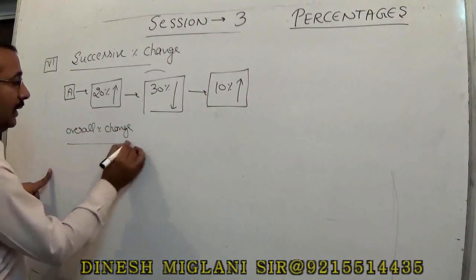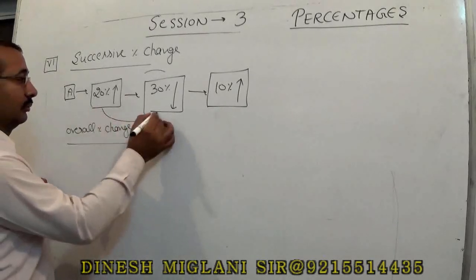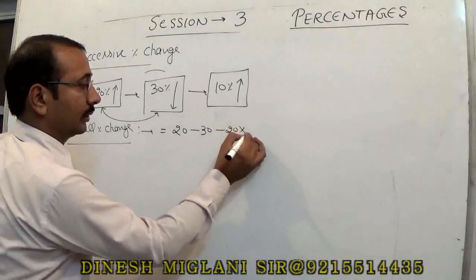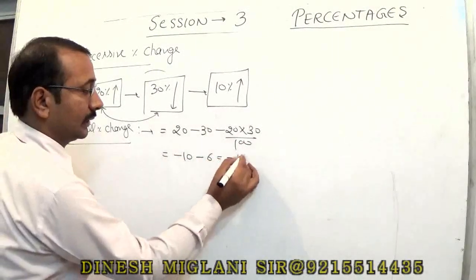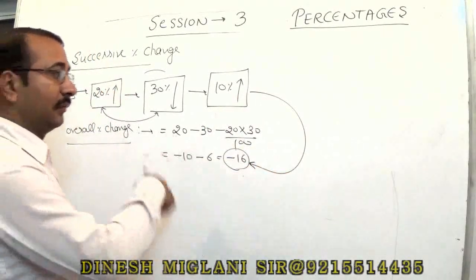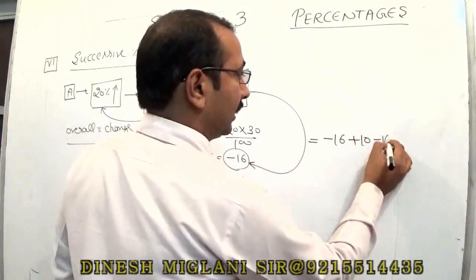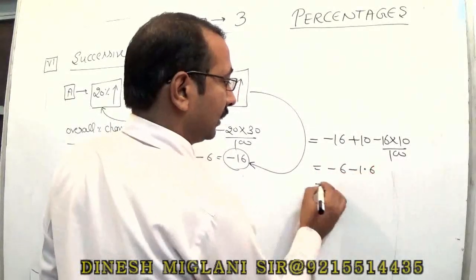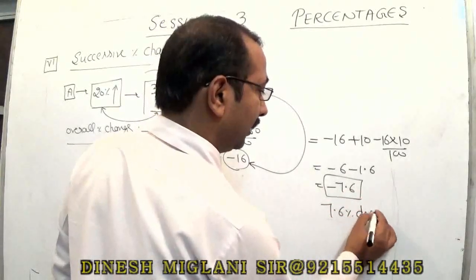Now, if we want to apply this formula, we have two approaches here. The first approach states: combine these two by the formula, 20 minus 30 minus 20 into 30 upon 100. So I can say minus 10 minus 6, minus 16. Now combine this 10 with this minus 16. With the same formula, we will make it as minus 16. It was an increase, plus 10, minus 16 into 10 divided by 100. So we can say minus 6 minus 1.6, minus 7.6. So the answer is 7.6% decrease. That's your answer.